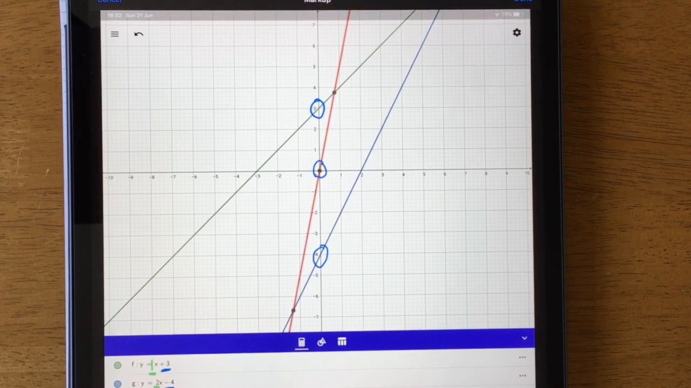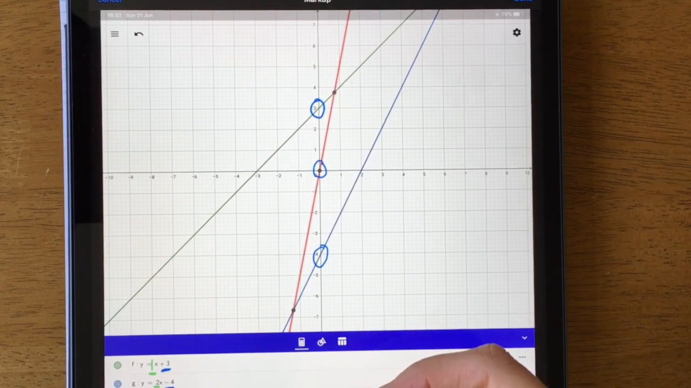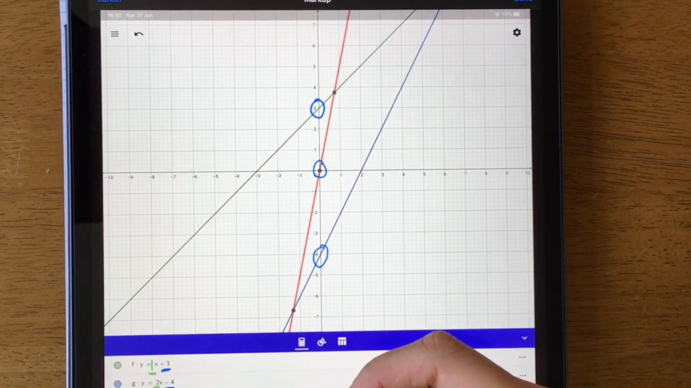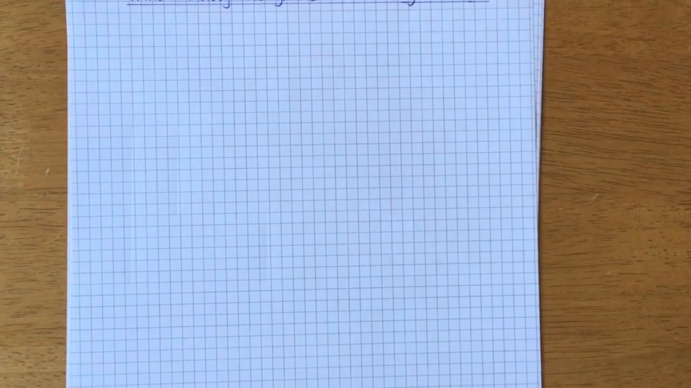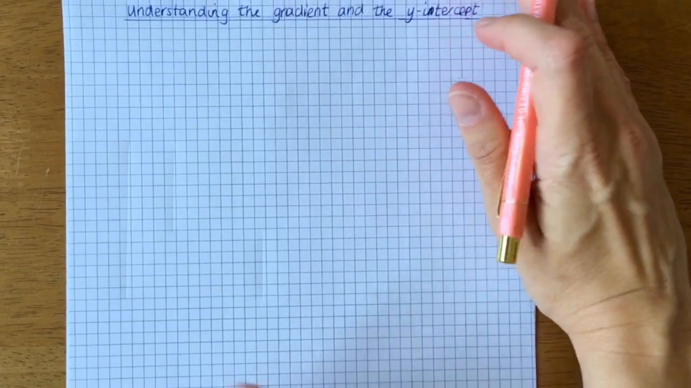Okay, so the gradient is the number that always appears in front of the x. We can go a little bit further with a gradient, but we're not going to do that today. So all I want you to know is that the y-intercept is the number that's added on or taken off the end, and the gradient is what's in front of the x. And the higher the gradient, the steeper the line. You can use GeoGebra to help you if you want to look at a couple of things on it. What I'm going to do now is show you a couple of examples of what you're going to be looking at in today's work.